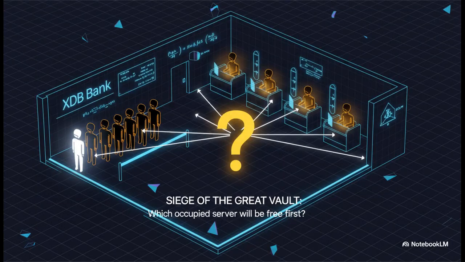So here's the puzzle we have to solve. It's not just one line, one server. This bank has multiple tellers. So when a new customer walks in, they don't just go to the end of a single line. They go to the first available teller. The entire simulation hinges on one question. How in the world do we calculate that exact moment?